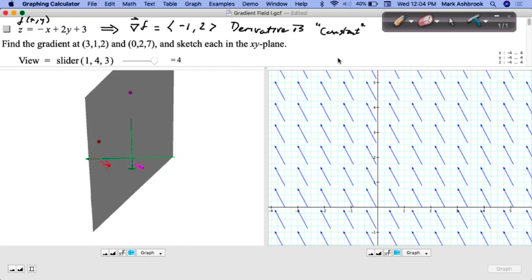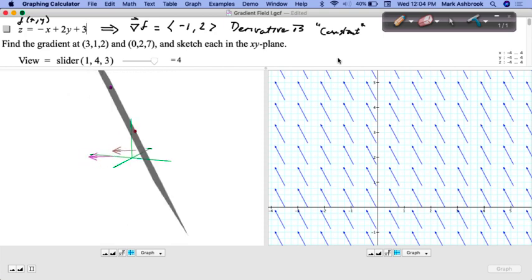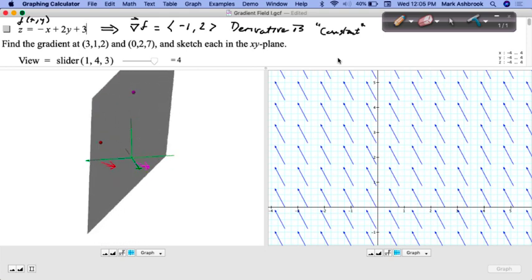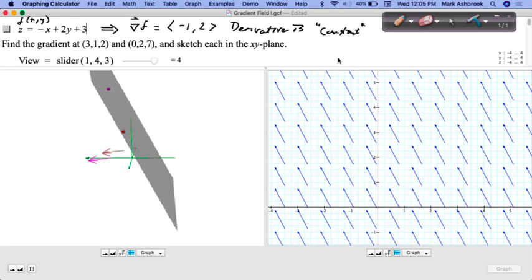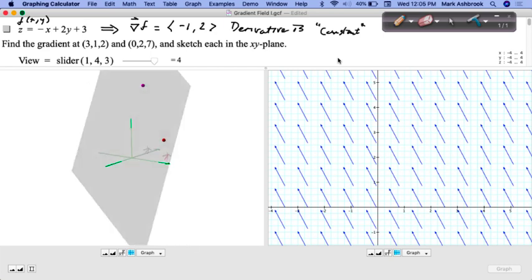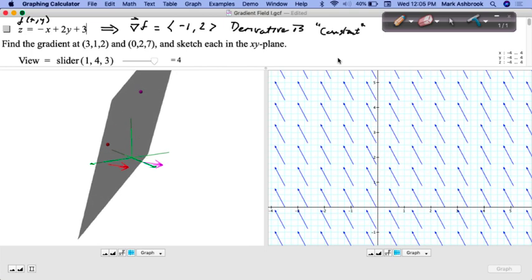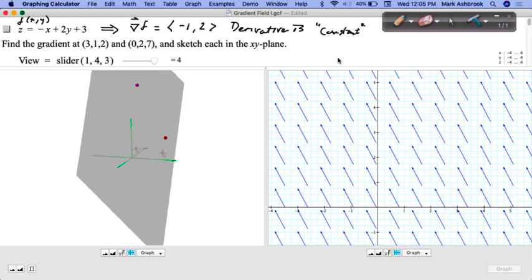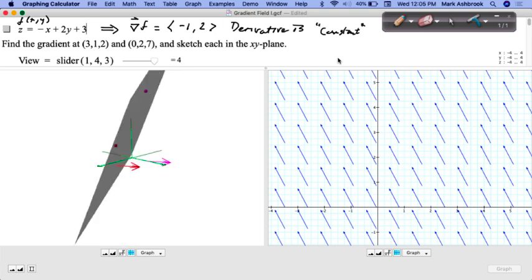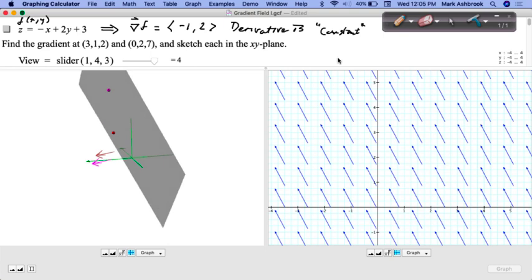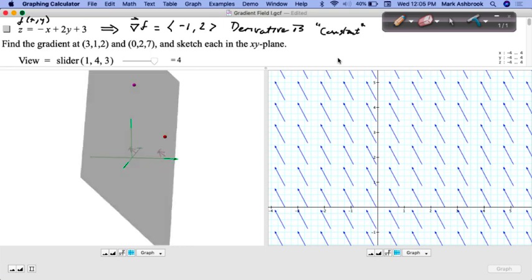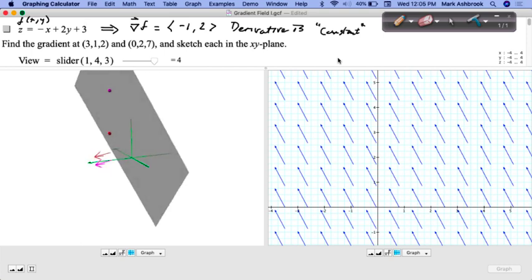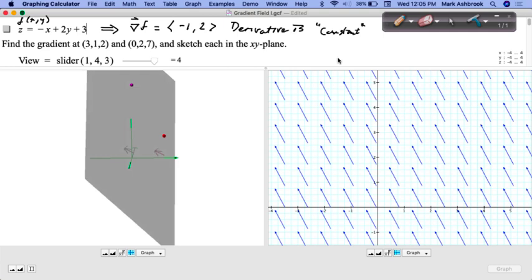What's the single variable version of constant rate of change? What do you get with a single variable function when you have constant rate of change? Yeah, it's a linear function, and the rate of change is a horizontal line. So that's the single variable version. So this is the analogous situation for a multivariable function. Constant rate of change. Okay, how about this one?